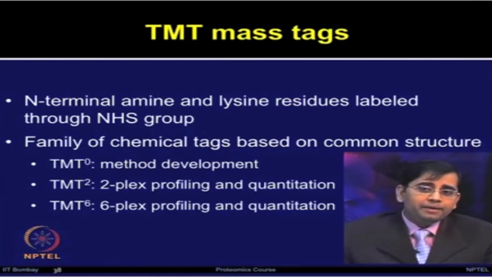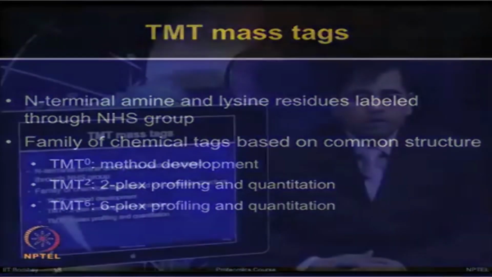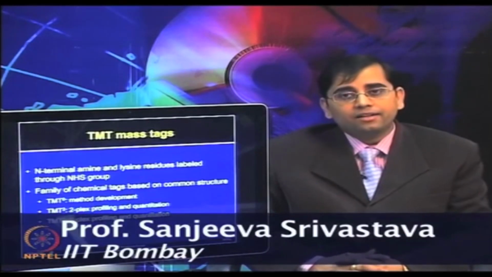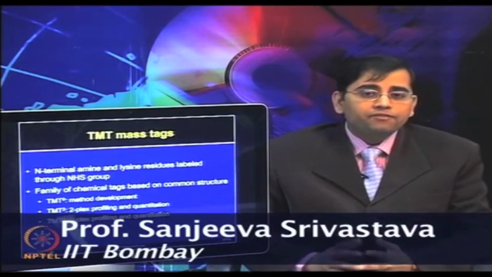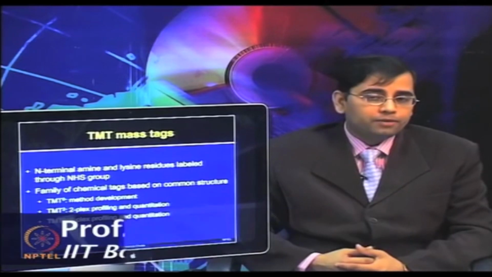The N-terminal amine and lysine residues are labeled through the NHS group. There is a family of chemical tags which are based on common structures. The series of TMT tags available: TMT 0, TMT 2-plex, TMT 6-plex. So, these TMTs are an innovative set of isobaric mass tags for labeling proteins and peptides at amine functions, and mixing of up to 6 different protein samples is possible.